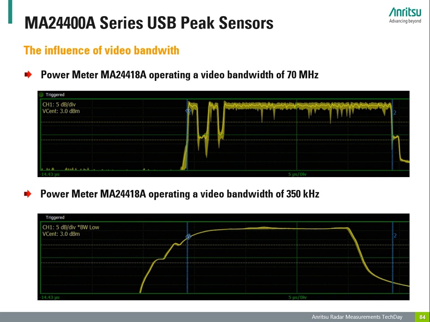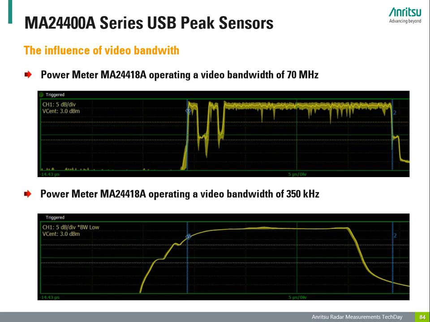For the given measurement example, we use the MA24418A, an 18 GHz peak power sensor with a 70 MHz bandwidth. Without any doubt, we can clearly see all pulse details on the ADS-B mode C signal. The solid yellow trace represents the measurement result. Yellow shaded areas are sampling fluctuations. The 350 kHz VBW is smearing out the entire pulse, as we see in the below plot.